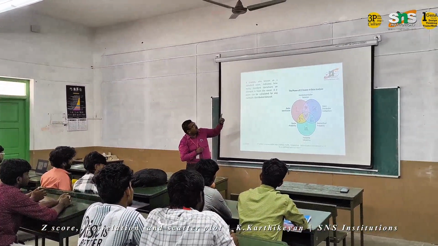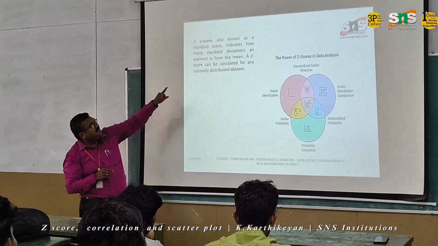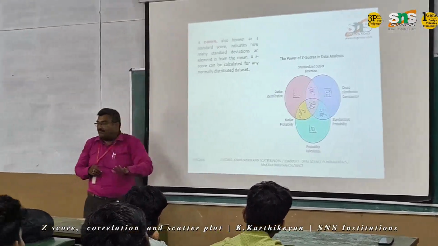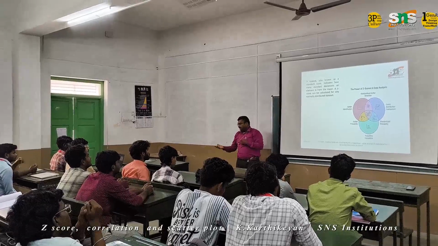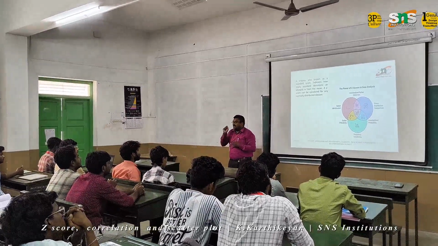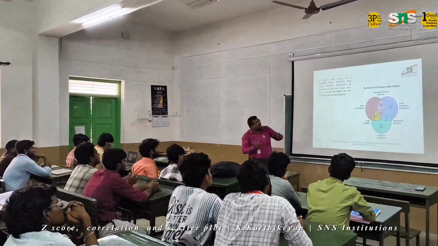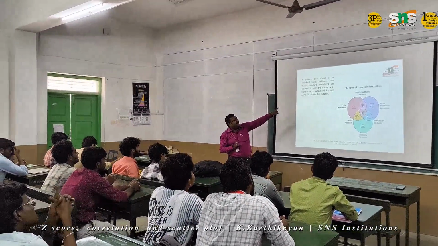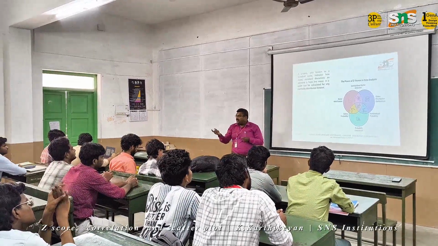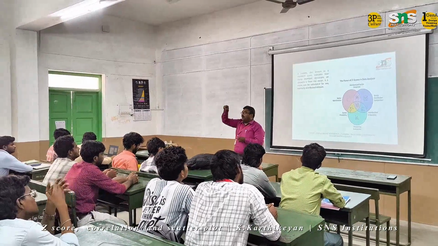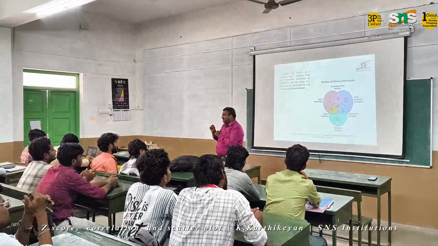So result score is also known as standard score. It indicates how many standard deviations an element is from the mean. Based on the mean and maximum, we can find out how many numbers cleared. How many numbers cleared for your subject? Now find your mean value. After that, the result score can be calculated for any normally distributed data sets, for example, 0 or 1. So maximum is near 0. So this is a condition for a particular area.